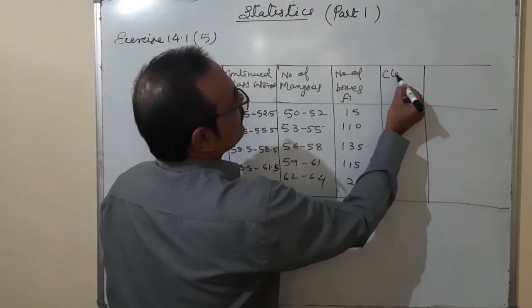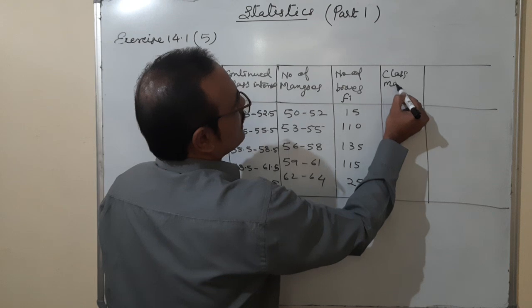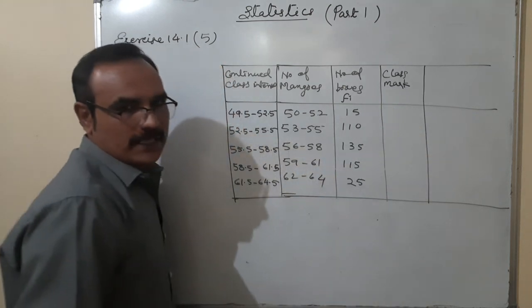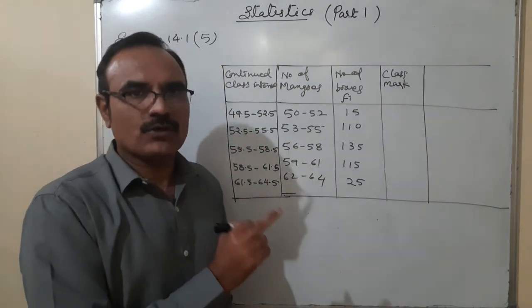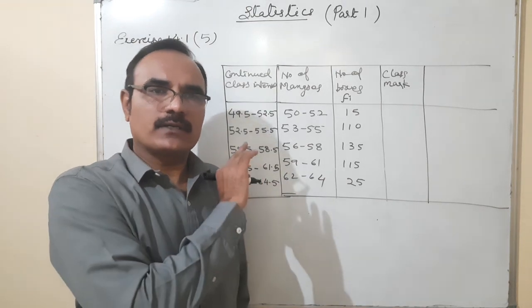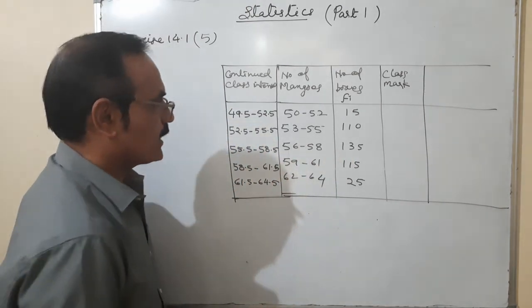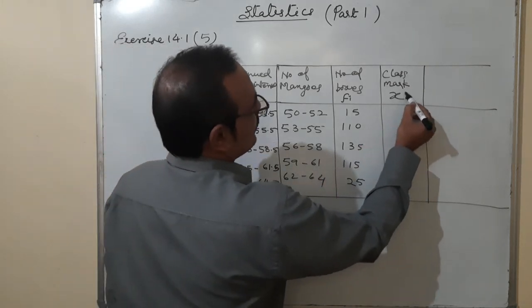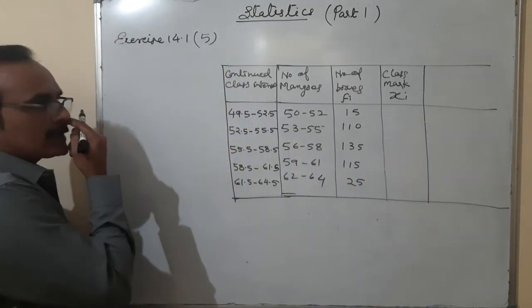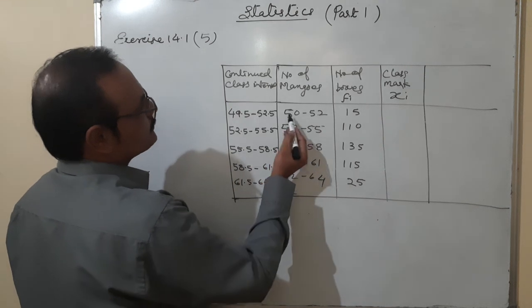Xi, class mark. It is required. In the second question, you have observed that this class mark column is necessary for each and every method. There are 3 methods, and for all of them class mark is required. So I am making the class mark. For making a class mark, let us see the difference.